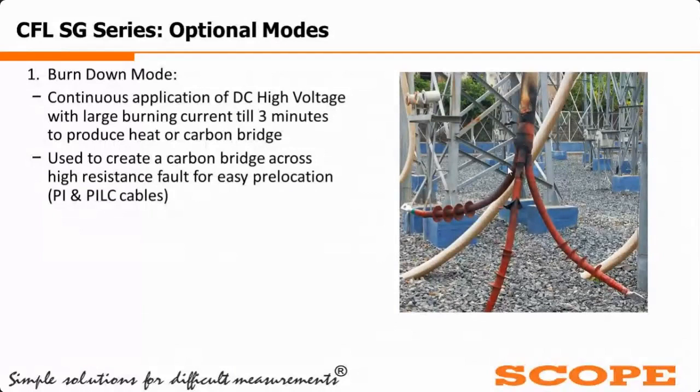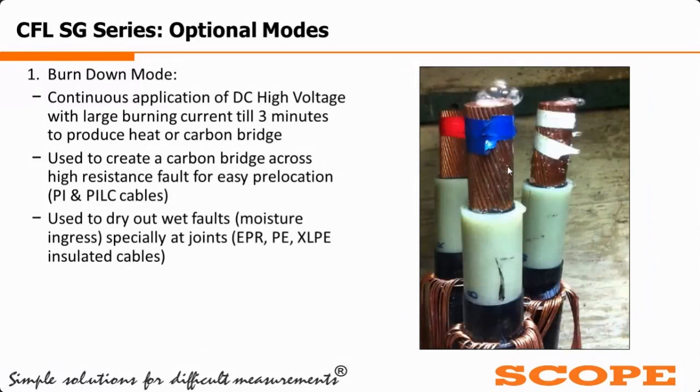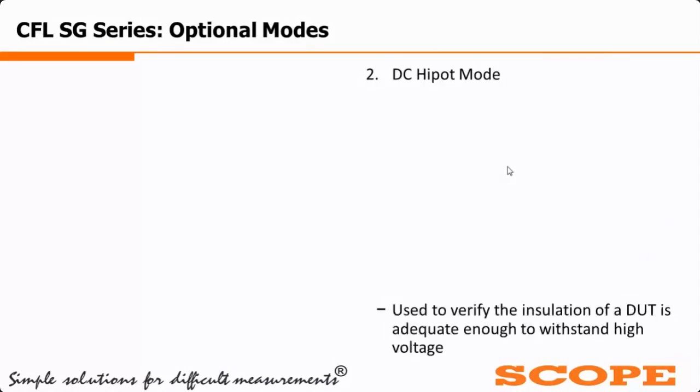It will mainly convert the high resistance fault in PI, paper insulated and paper insulated lead covered cables, into a low resistance fault, so that it will be easily prelocated. And if there are solid insulation cables like EPR or XLPE, in these types of cables the burn down mode is very useful for removing the moisture in the cable joints. The next one is the DC hipot mode.